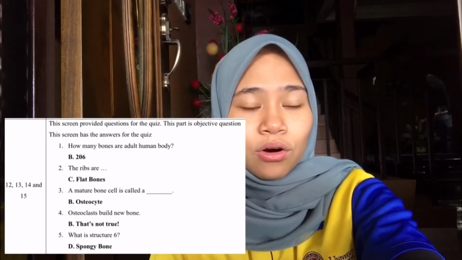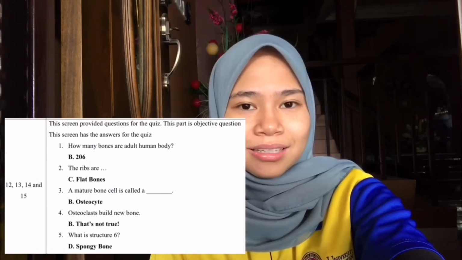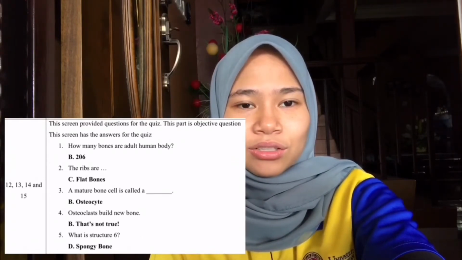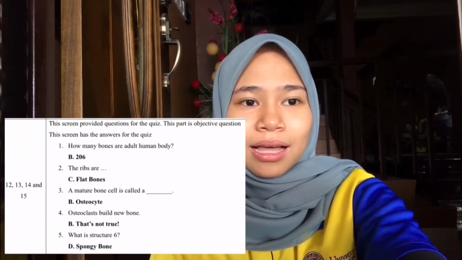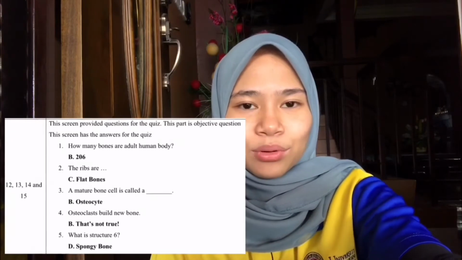Question 4. Osteoclasts build new bone. The answer is, that's not true. And last question, what is root to seed? The answer is spongy bone. The conclusion.